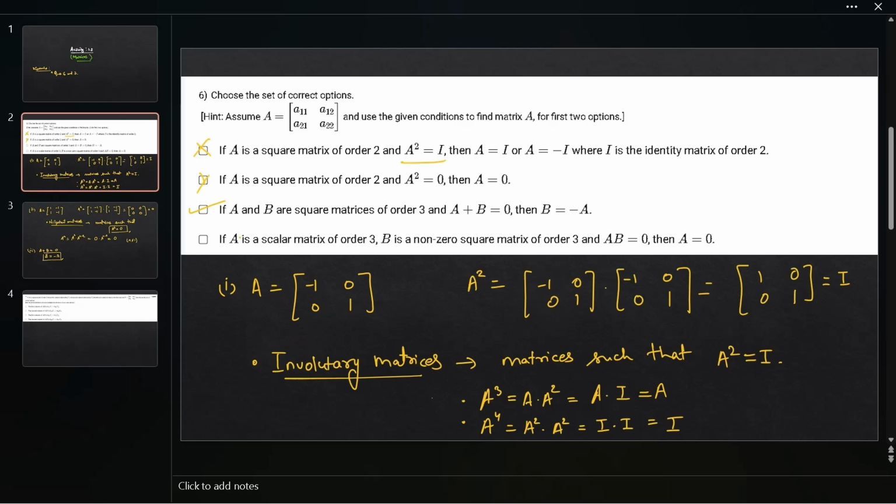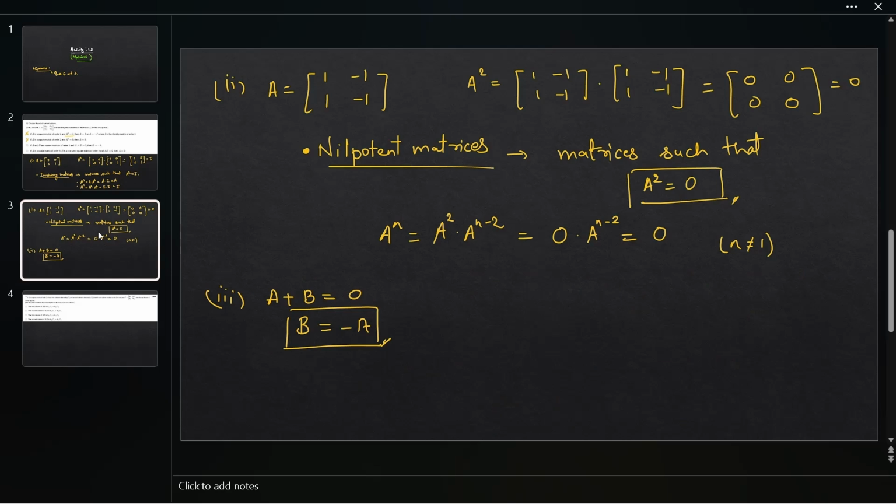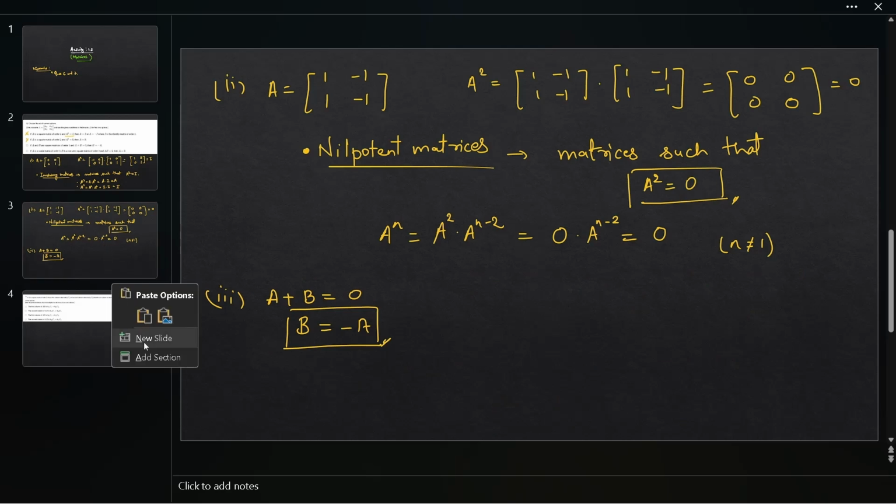Now, coming to option 4. A is a scalar matrix of order 3 and B is a non-zero square matrix of order 3. If AB is equal to 0, then it should imply that A is equal to 0. So let's see what information is given to us.